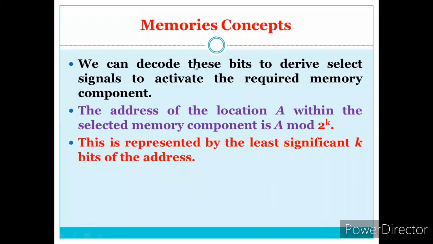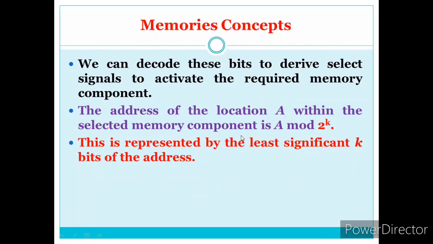So how can we decode? We can decode these bits to derive the select signal to activate the required memory component. When we decode that, we can activate the particular memory component by selecting. When we use the term select, by default you can think the component can be a multiplexer. Let us see that. The address of the location A within the selected memory component is A modulo 2 raised to k. This is represented by the least significant k bits of the address.